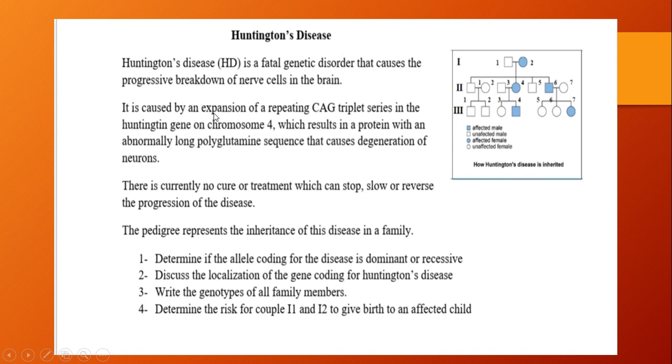It's caused by an expansion of a repeating CAG triplet series in the Huntington gene on chromosome number 4. So obviously they are giving us the localization of this gene that causes Huntington chorea, that it is autosomal, which results in a protein with an abnormally long polyglutamine sequence that causes the degeneration of neurons. There is currently no cure or treatment which can stop, slow, or reverse the progression of the disease. The pedigree represents the inheritance of this disease in a family.